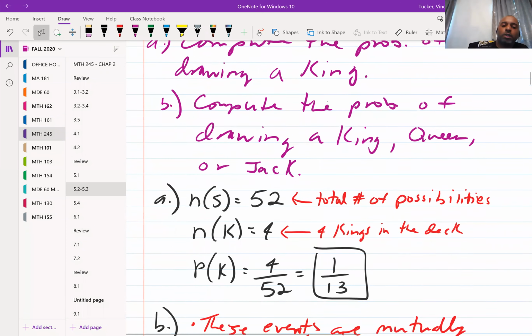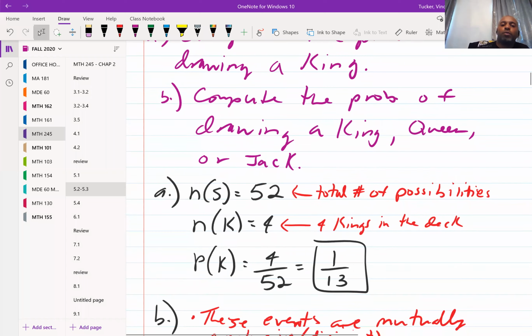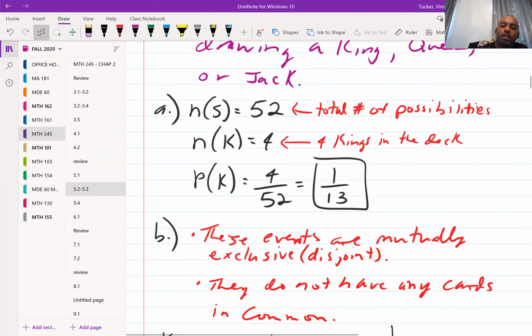All right, so B is compute the probability of drawing a king, queen, or jack. You notice in B, these events are mutually exclusive, or in other words, disjoint. They do not have any cards in common. There's no such thing as a king of queens or a queen of jacks. You have 4 kings, 4 queens, and 4 jacks, and all of those are separate. There are no kings that are queens, no jacks that are queens, or jacks that are kings, and so on.